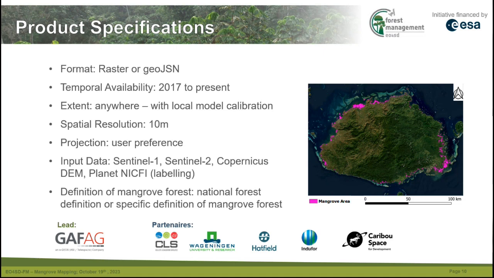The temporal availability is roughly annual from 2017 to present. Sentinel-2 was launched a bit earlier than that, but the image availability and cloud cover challenges mean that realistically 2017 is a good year to start producing these products. And there's some flexibility in the product: the projection, the eventual ultimate definition of mangrove forest, minimum mapping unit, and canopy cover could be adjusted to a national preference. And the format is obviously flexible depending on how people want to receive the data.